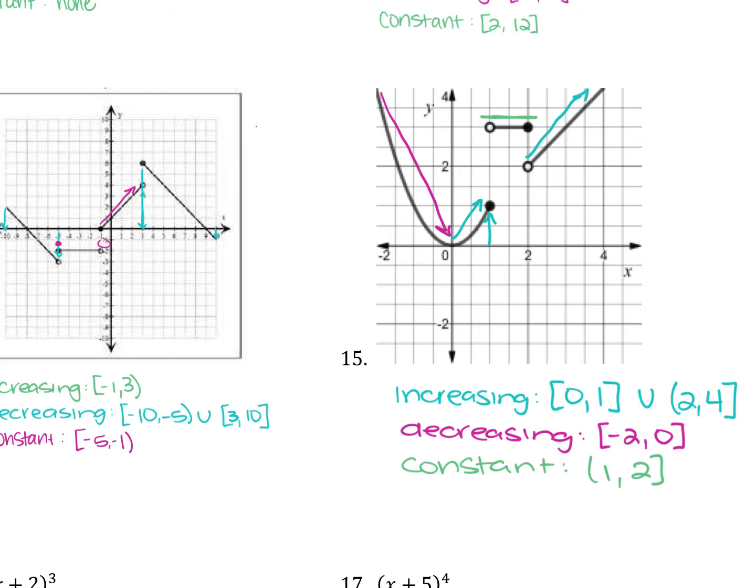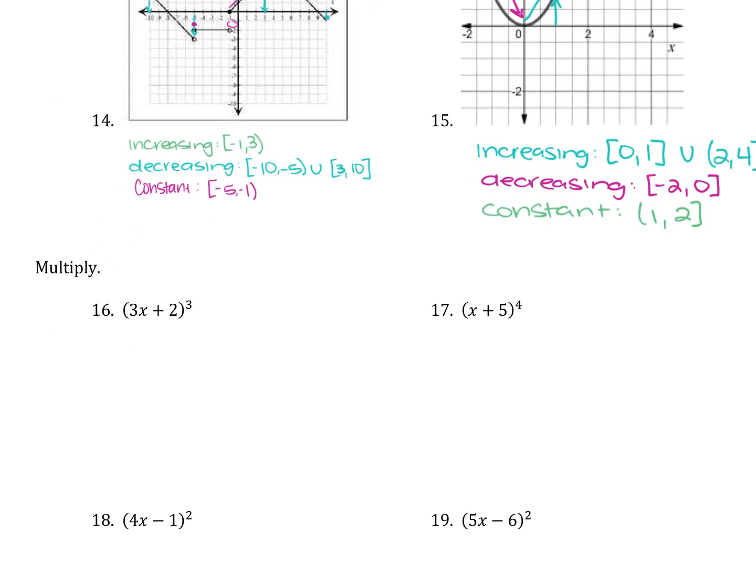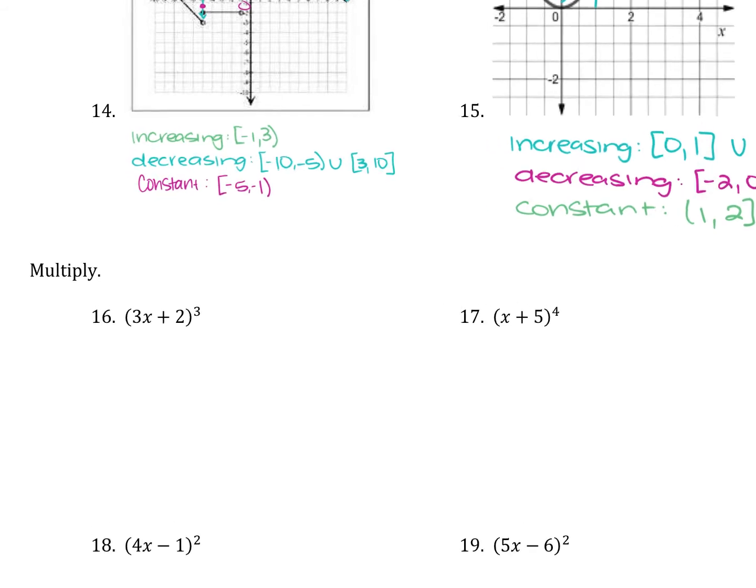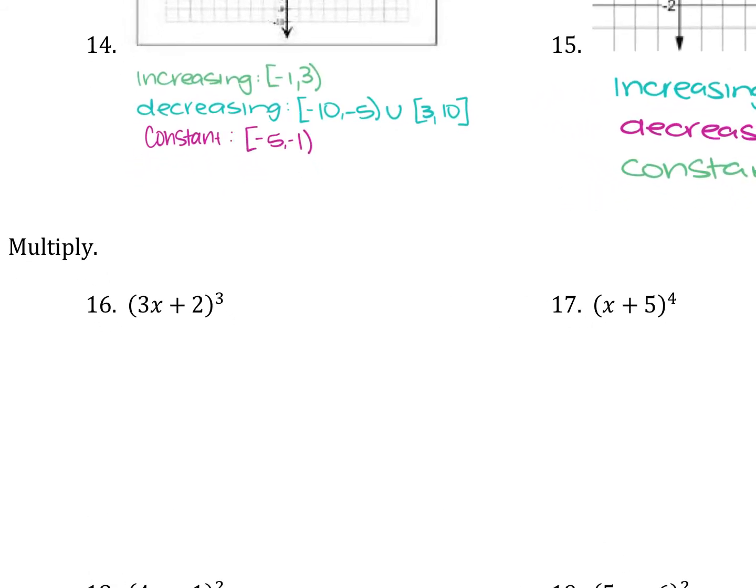For your next set of questions, you are just multiplying. So follow your rules, FOIL if you want to, totally up to you. So for 16, you have (3x plus 2) to the third power. This is the same exact thing as saying (3x plus 2) times (3x plus 2) squared. That (3x plus 2) squared, if you use your a squared plus 2ab plus b squared, is going to give you (3x plus 2) times (9x squared plus 12x plus 4).